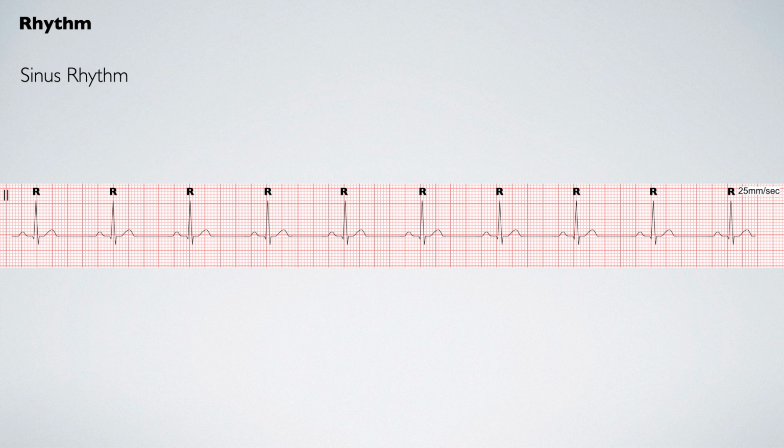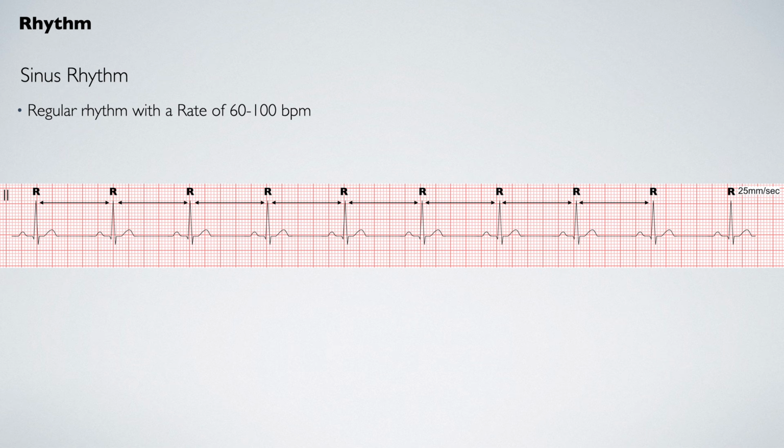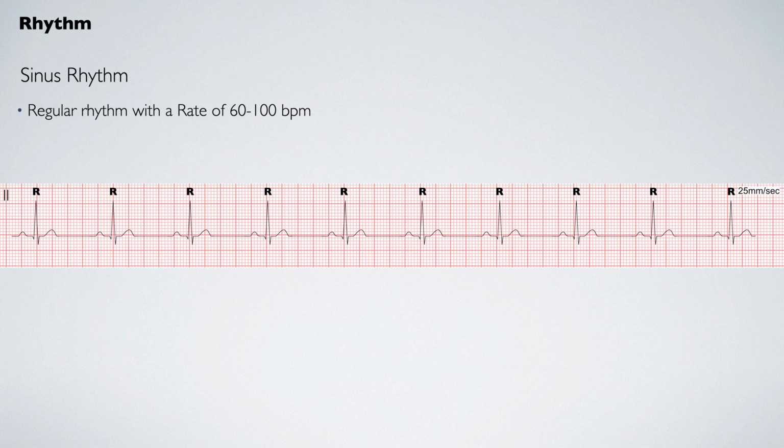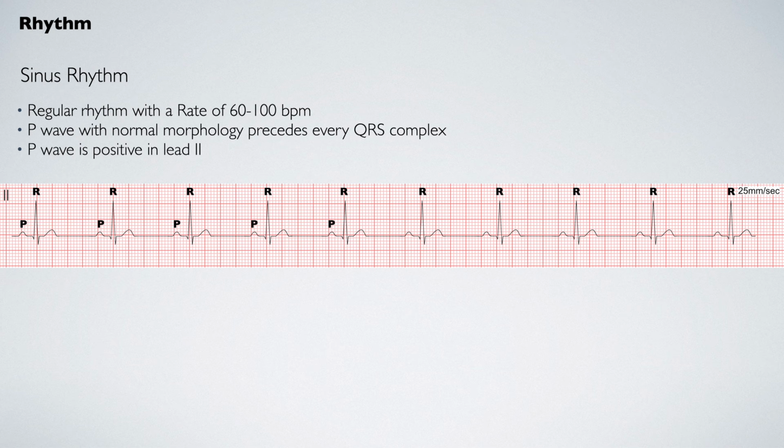The ECG criteria for sinus rhythm is as follows. Using lead 2, there must be a regular rhythm with a rate between 60 and 100 beats per minute. In our trace here, you can see that the R waves are equally spaced, and using our quick rate calculation, the rate is confirmed as 60 beats per minute. To confirm sinus rhythm, the P waves must have a normal dome-like shape, be upright, and precede each QRS complex.